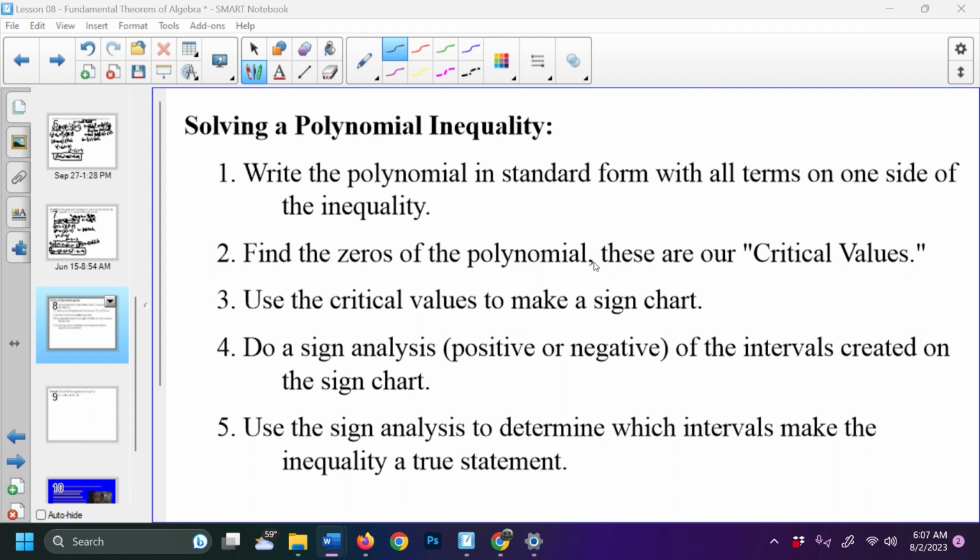Find the zeros of the polynomial. These are called our critical values. Then use critical values to make a sign chart. You can also use a graphing calculator, and I'll show you how to do that. Do a sign analysis, positive or negative, over the intervals of the sign chart, and then use the sign analysis to determine which intervals make the inequality a true statement.